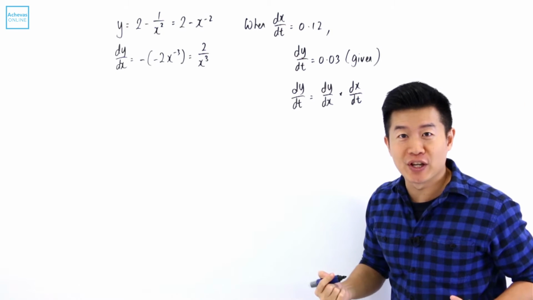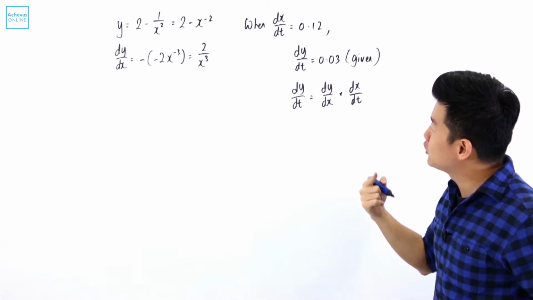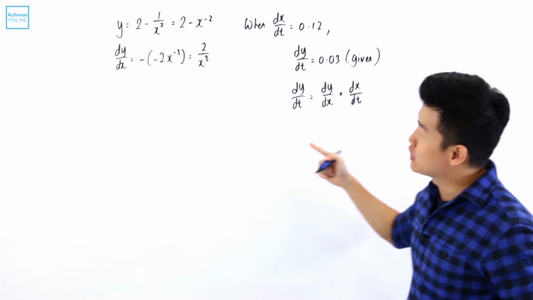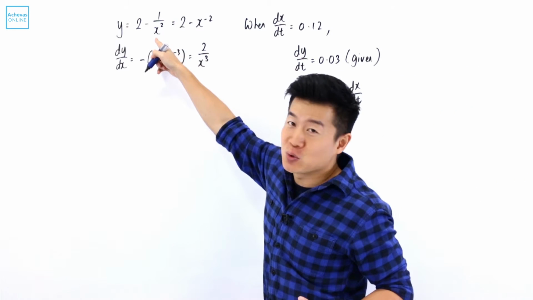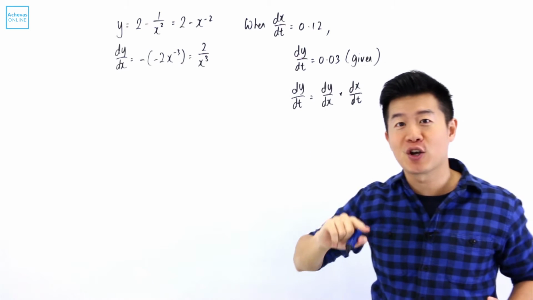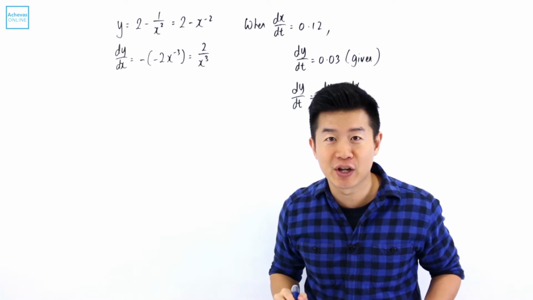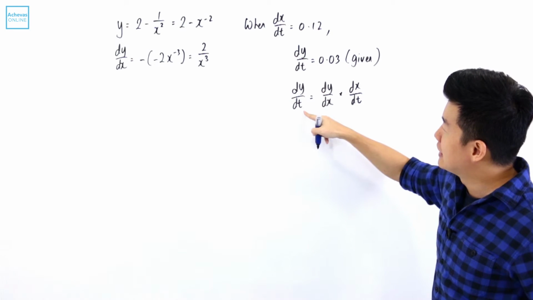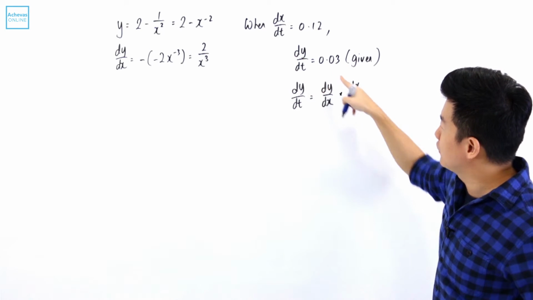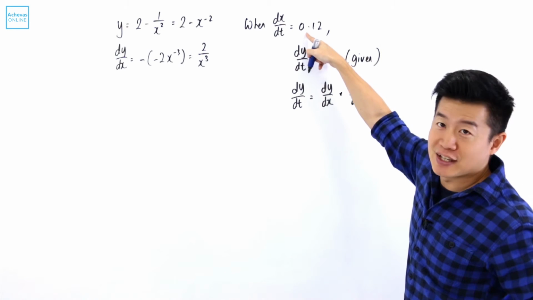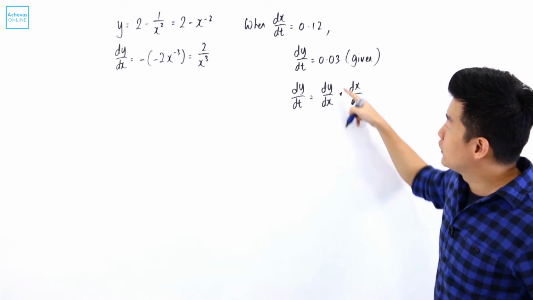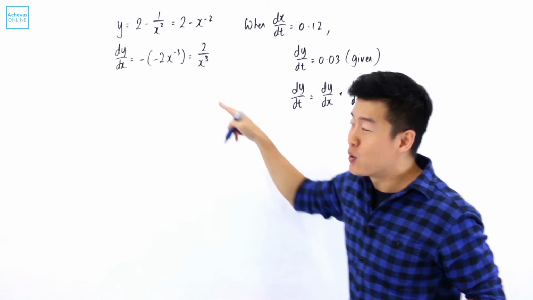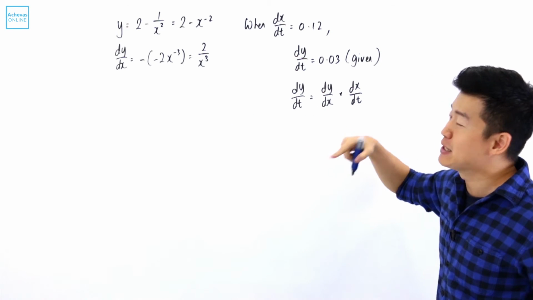In order for us to find the y-coordinate of the particle, let's first try to find the x-coordinate of that particle, because if I am able to find the x-coordinate, I just need to resubstitute that back into this expression. I'll be able to find the corresponding y-coordinate of that particle. And I can do that through the rate of change equation that is here. This is given to me as 0.03. This is given as 0.12. So this, which involves x, will help me to form an equation in terms of x.